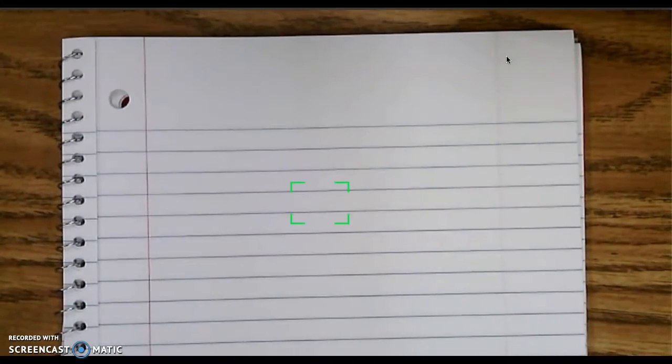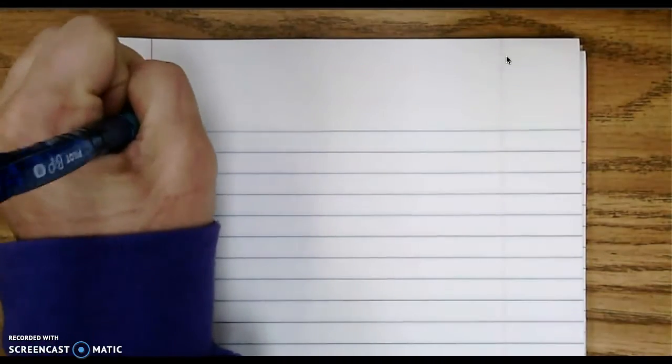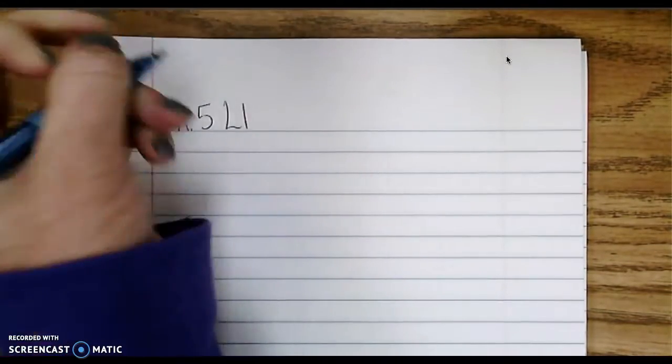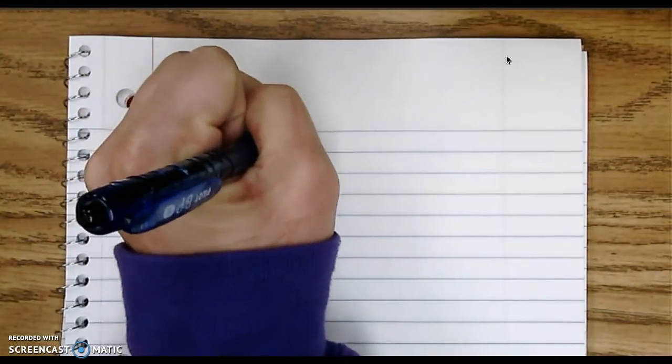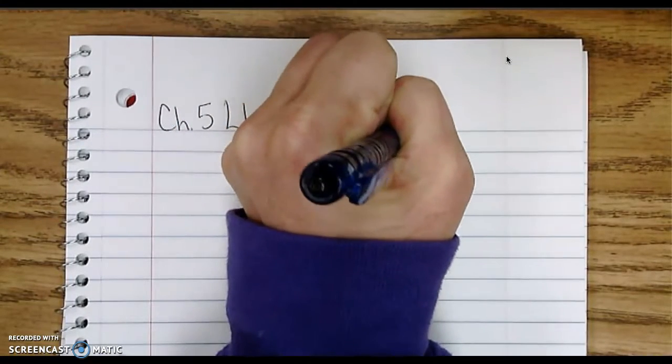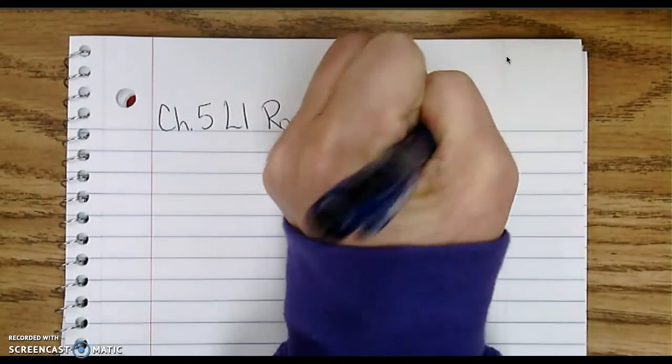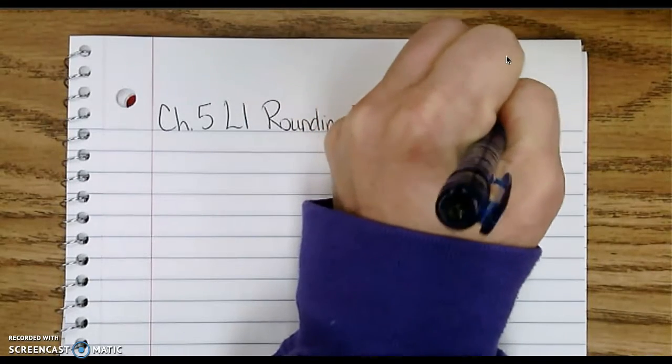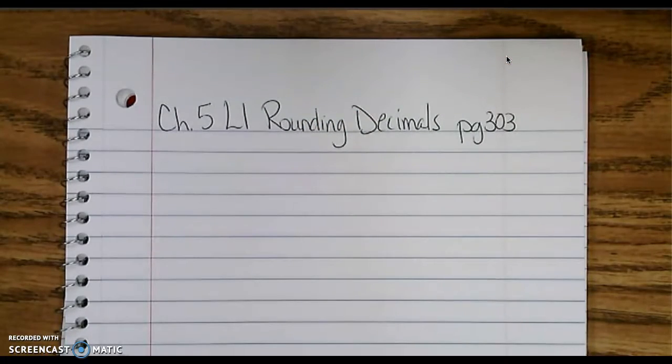Hello and welcome. Today we are going to be looking at Chapter 5, Lesson 1, Rounding Decimals. And it goes with page 303 in our textbooks.